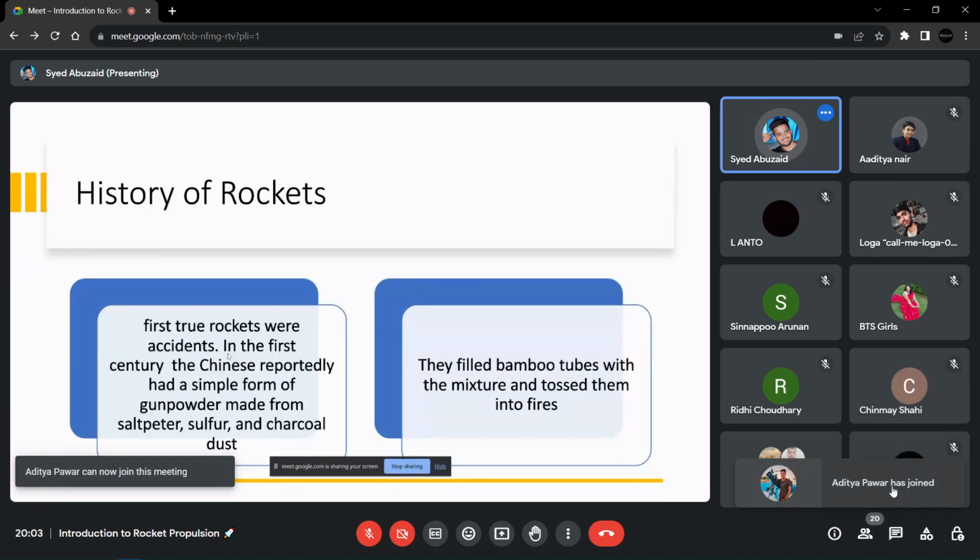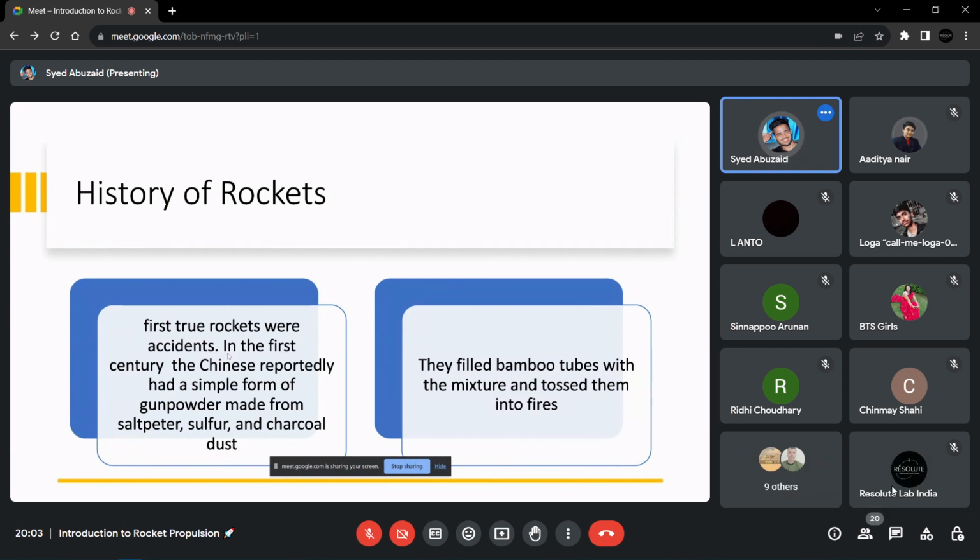Sulfur is also one of the chemicals we use in gunpowder, and there is potassium nitrate. Some nitrates are also present, and most of them are oxidizers. We'll talk about it in the next topic.